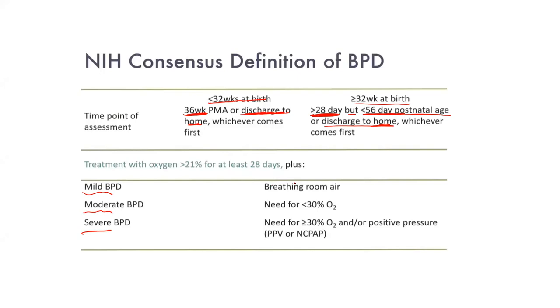Mild, he required respiratory support and remain on room air. Moderate, need oxygen less than 30%. Severe, who need more than 30%. And that's the 2001 definition. There's a lot of issues with the 2001 definition from the NICHD.